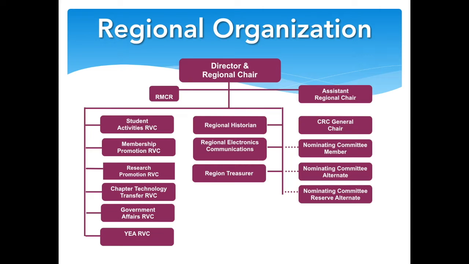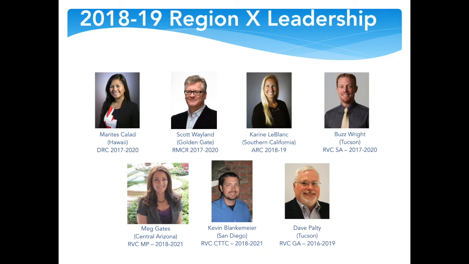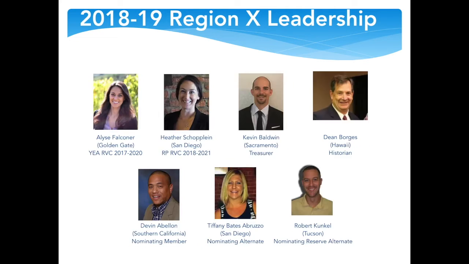The Student Activities RVC, for example, would be responsible for working with and supporting each of the chapter's student activities chairs. In addition to the RVCs, the DRC appoints the regional historian, the regional electronic communications chair, and the regional treasurer. Finally, the regional nominating committee, consisting of the member, the alternate, and the reserve alternate, work to represent the region as candidates are brought forward to the Society Nominating Committee. We'll cover all of this in much more detail in part 2 of this video series. In Region 10, for Society Year 2018-19, the regional leadership team is shown here.